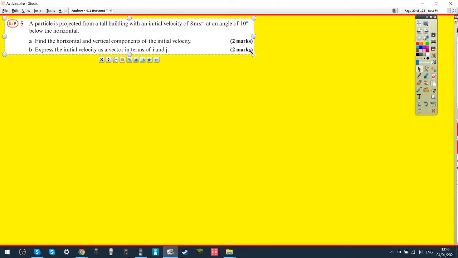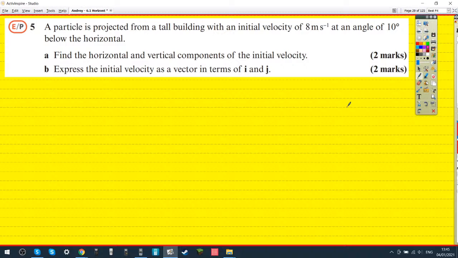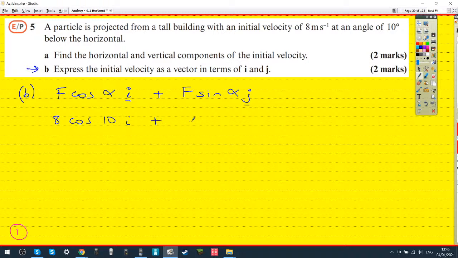Okay, let's skip to part B. What would it be as an exact answer? So is that just F cos? It's 8 cos 10 i plus 8 sine 10 j.